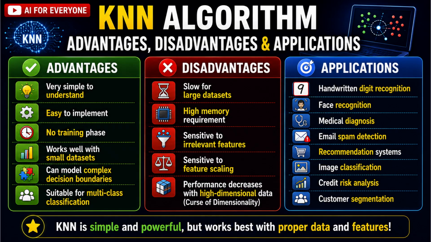Applications: there are a lot of applications like handwritten digit recognition, face recognition, medical diagnosis, email spam detection, recommendation systems, image classification, credit risk analysis, and customer segmentation. In fact, since KNN is simple and powerful, it has been used in a lot of early applications. Everything they try to use it on. So you have to have the proper data and you have to choose the correct features. Then your KNN will work wonderfully.